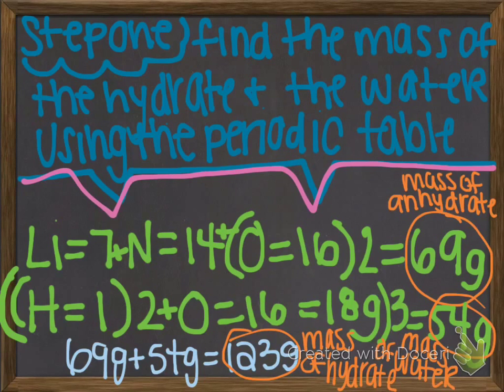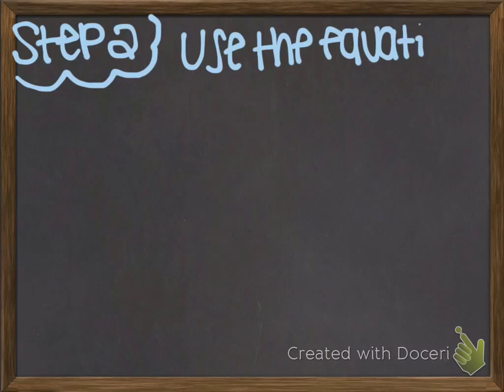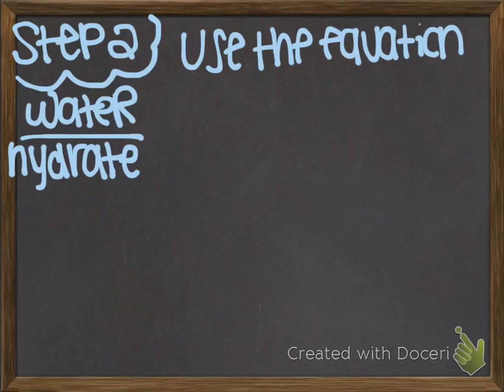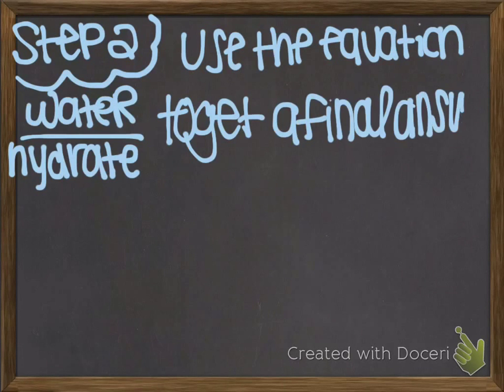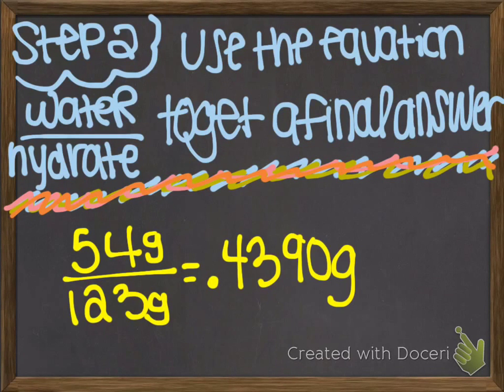Next, to find the mass of the hydrate, we're going to add 69 grams plus 54 grams, which gets us 123 grams. Step 2. We're again going to use the equation water over hydrate to get a final answer. So we're going to take 54 grams over 123 grams, which equals 0.4390.